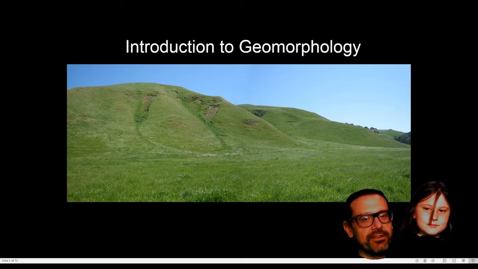Anyway, we have a nice mountain right here, and there's a little landslide track right here.